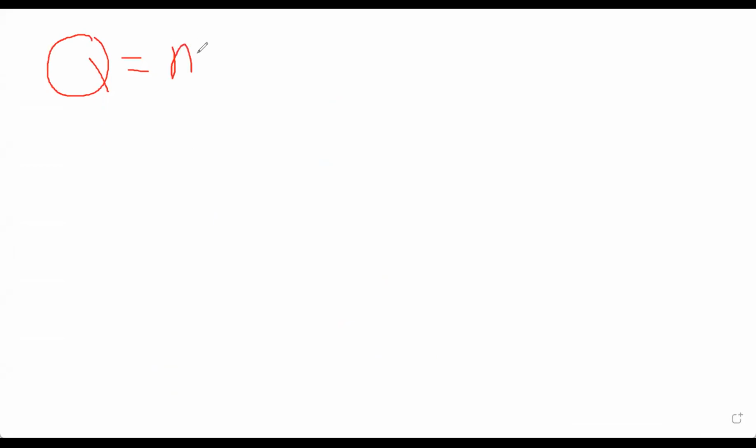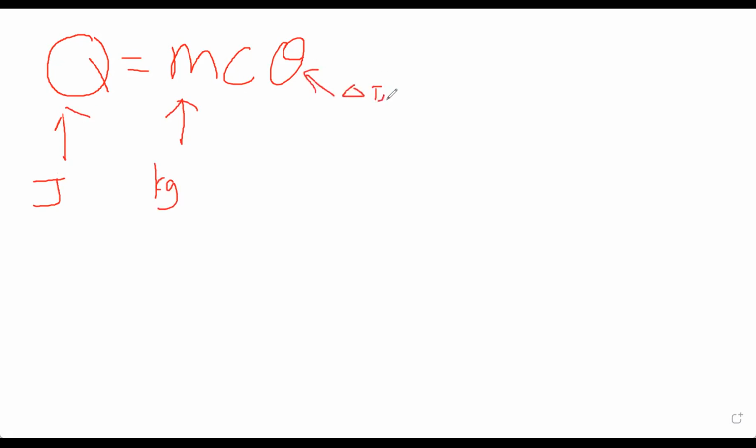Q equals MC theta, guys, like MC Hammer, you know. Q was supposed to be the heat energy measured in joules. M was supposed to be the mass measured in kg. Theta was supposed to be the change in temperature, measured in degrees Celsius. And finally, C was supposed to be the... what was it again? Specific heat capacity, guys.